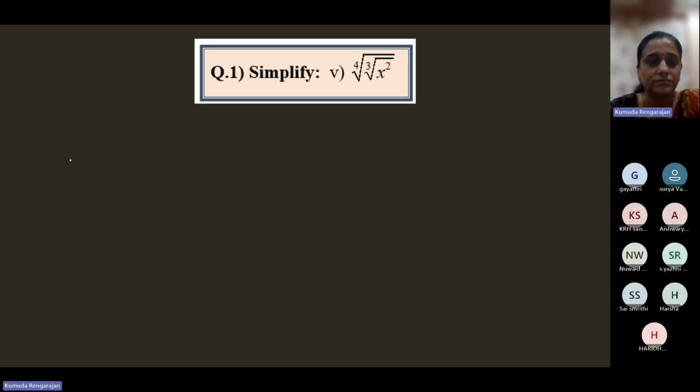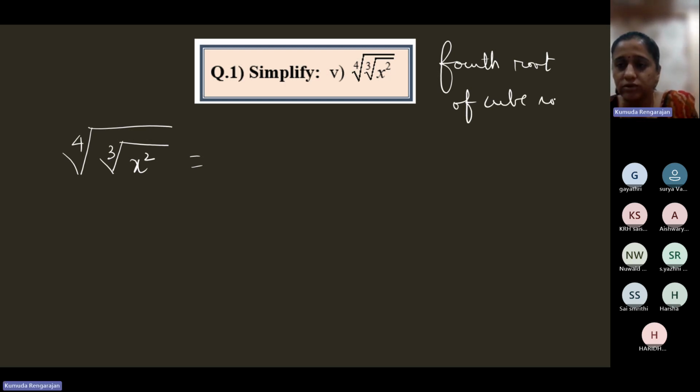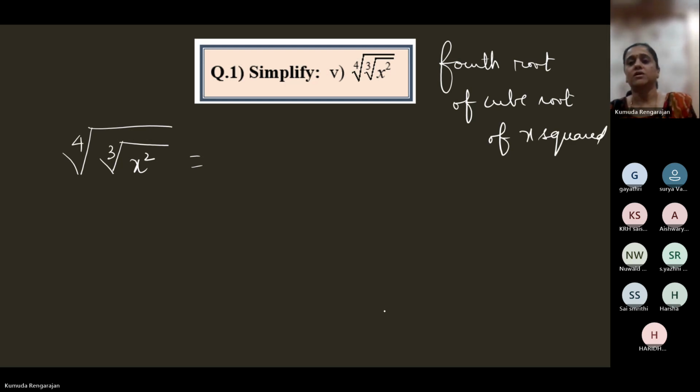So here, 4th root of cube root of x square. 4th root of cube root of x squared. So how do we simplify this?